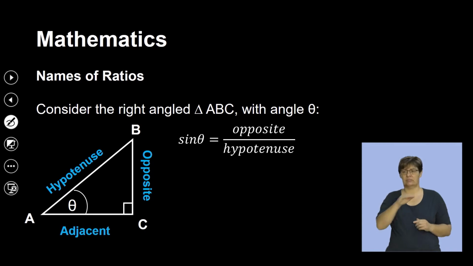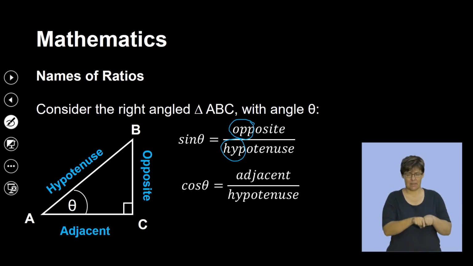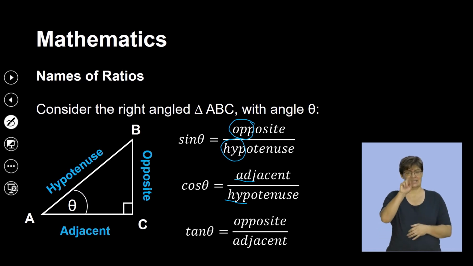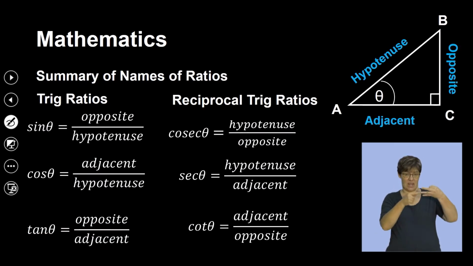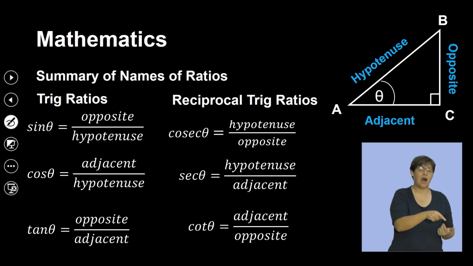Remember I said at times we can write OPP and HYP instead of the whole word. Because remember, we are very smart people as mathematicians, so we normally shorten these things for our advantage. Also, the cos ratio, we can always write it as ADJ, adjacent, over the HYP as well to mean hypotenuse side, and then the last ratio will then be the tan theta, which is equals to opposite over adjacent.